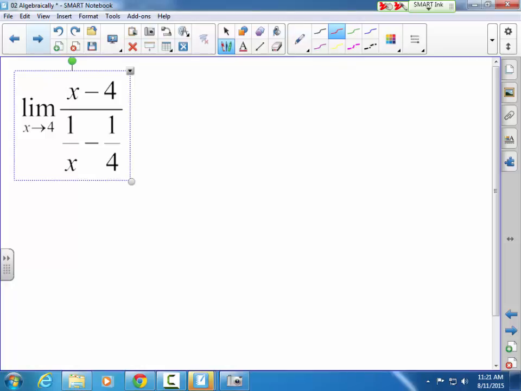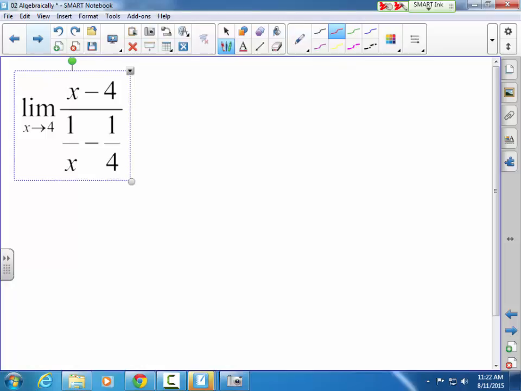So what ideas do you have? Can I? What happens if I plug 4 in? You get 0 over 0. 0 over 0, so that doesn't work. I don't have any square roots. Bummer. What do you think we need to do then?